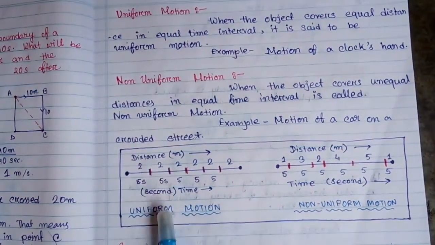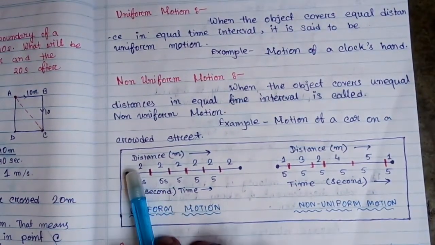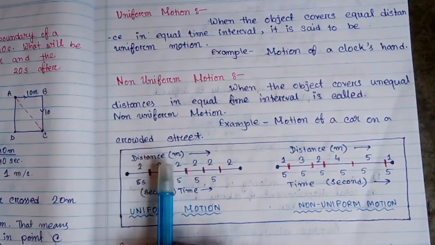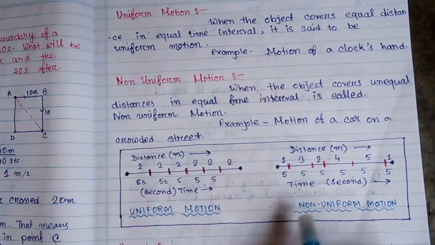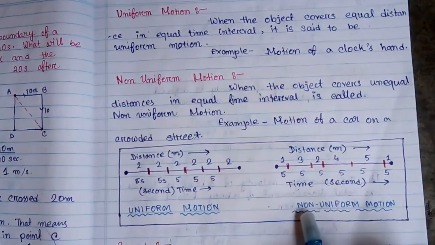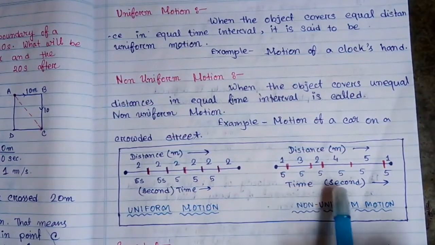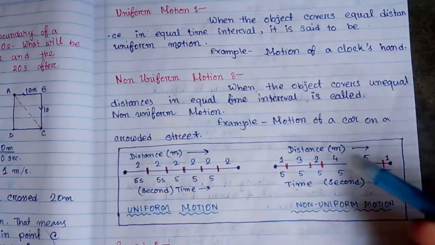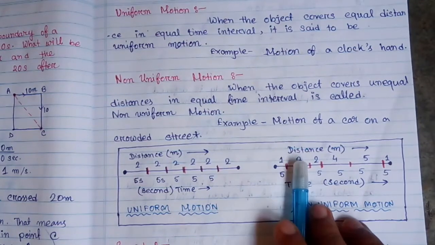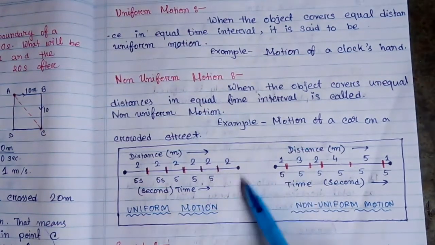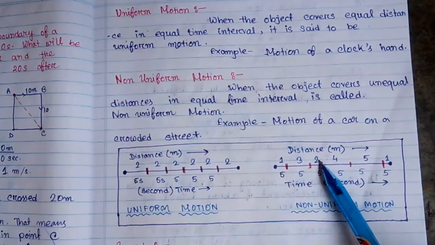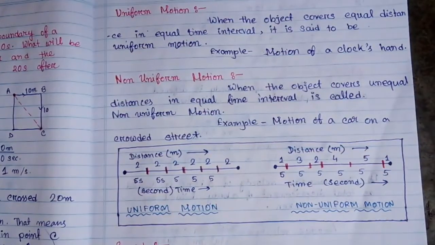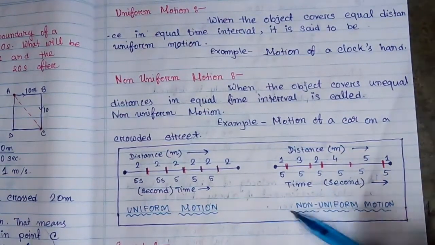You can see from this example, this is the uniform motion example. Suppose you are traveling from this point to this point, and after each 5 seconds you cover the same distance, that is 2 meter. That is uniform motion. And this is the example of non-uniform motion. After each same time interval, 5 second, 5 second, 5 second, you have traveled different distances like 1 meter, 3 meter. After the first 5 seconds you cover 1 meter. After the next 5 seconds you cover 3 meter. Next 5 you cover 2 meter. That means it is unequal. You have covered unequal distances in equal time intervals. That is called non-uniform motion.